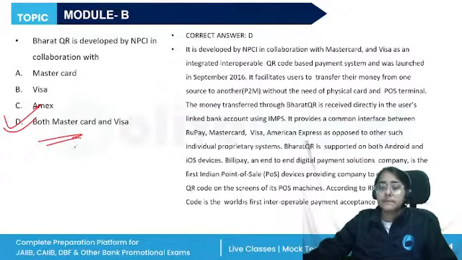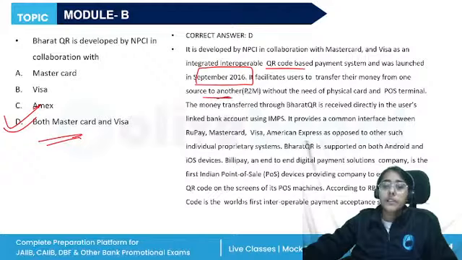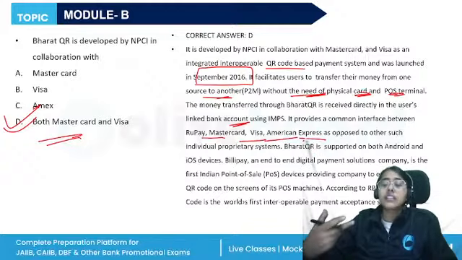Option D. So it is a QR based payment system launched in September 2016, from the payment to the merchant, without the need of a physical card or POS terminal, directly linked through the bank account. It provides a common interface between RuPay, MasterCard, Visa, American Express, right? So simply we can scan the QR code on the screens of the point of sale machines and make the payment.